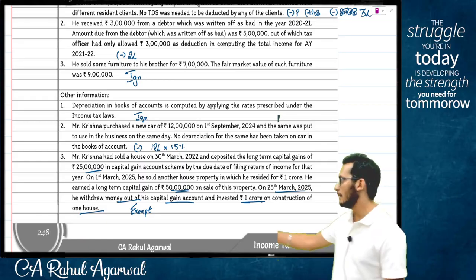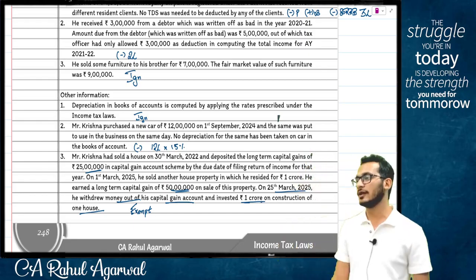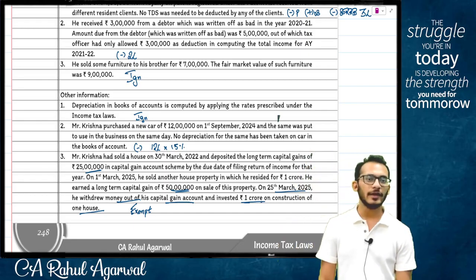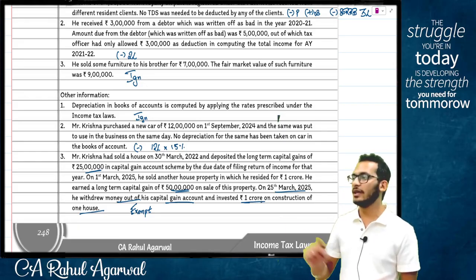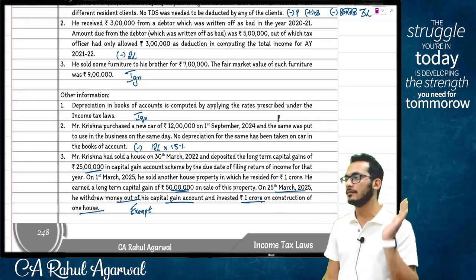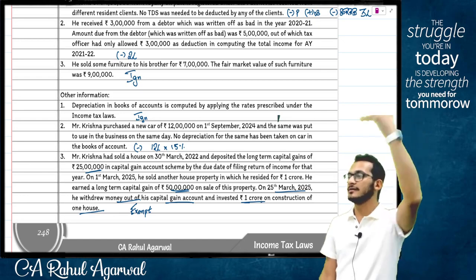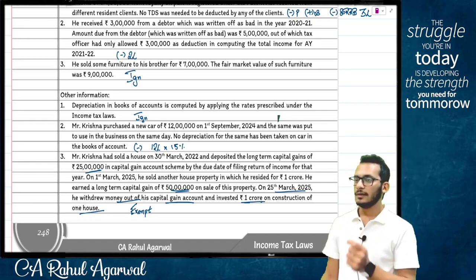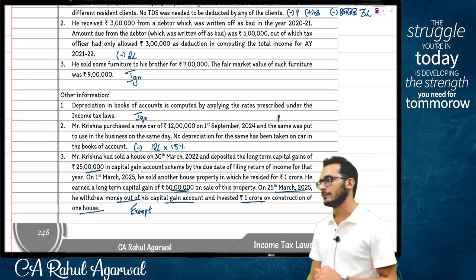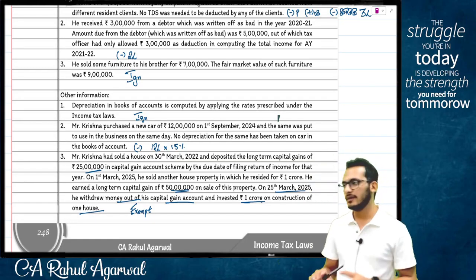People, a question could come saying that I've only invested 25 lakhs, for example. What would happen? Current year capital gains, I would say 50 lakhs, 25 lakhs only invested, so 25 lakhs taxable. For the past year's 25 lakhs, I have not invested it. 3 years have lapsed and therefore that 25 lakhs will become taxable in the current year. That is how it happens, people.